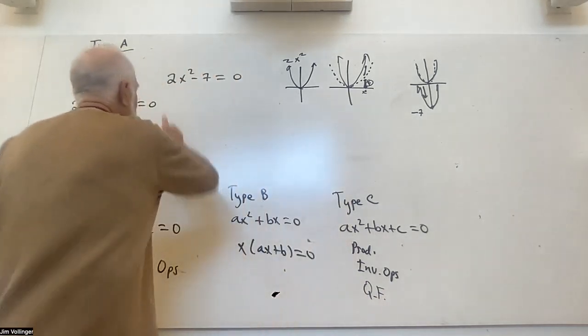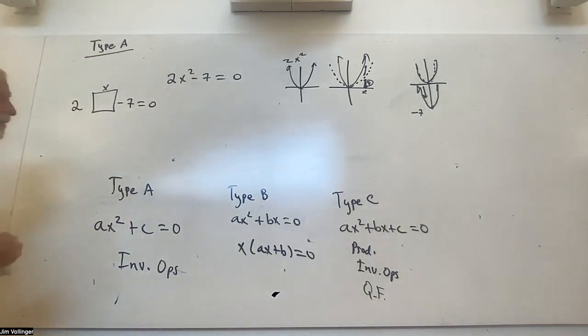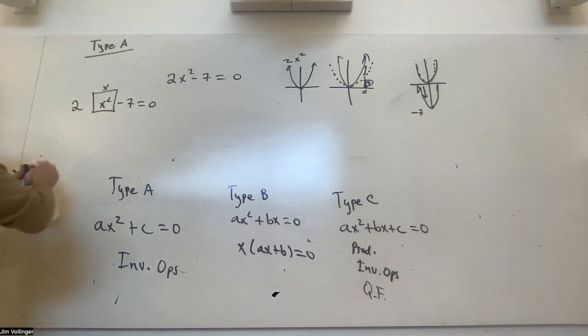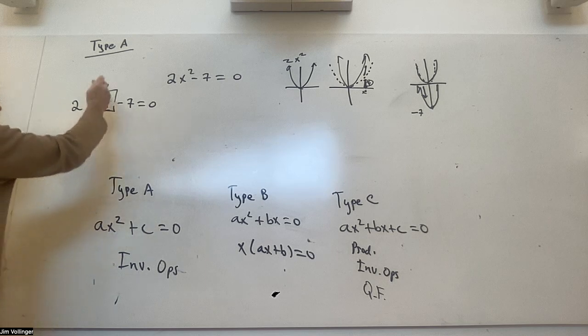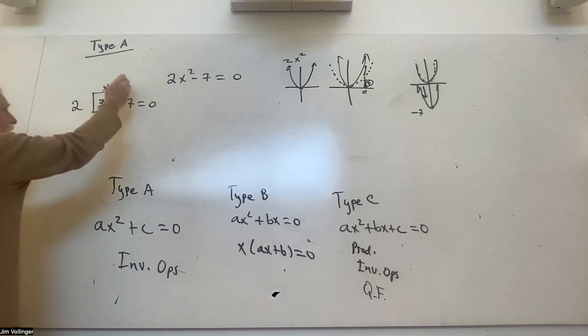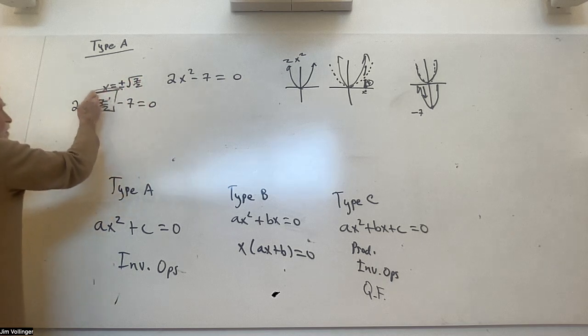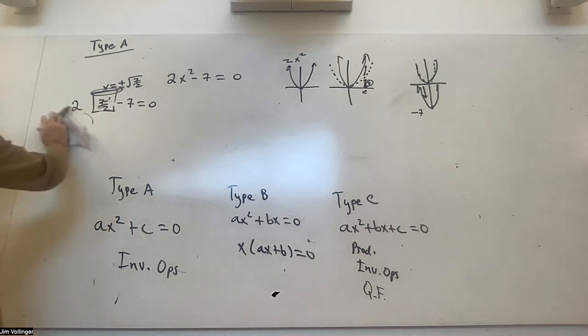Type A might be something like 2x squared minus 7 equals 0. The geometric implications here are as follows. So x squared looks like it has to be 7/2, because the 2's cancel and 7 minus 7 is 0. And x looks like it has to be plus or minus the square root of 7/2, because x stands for the square root of this square. Okay, so that's the geometry going on.